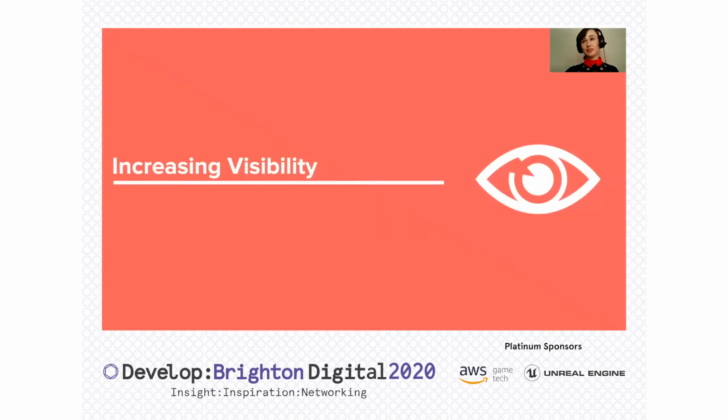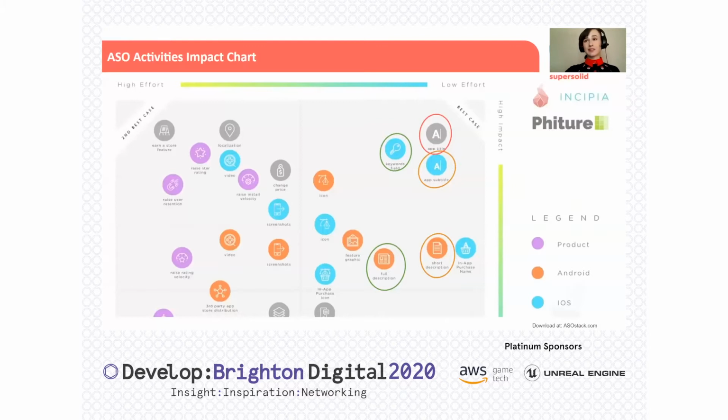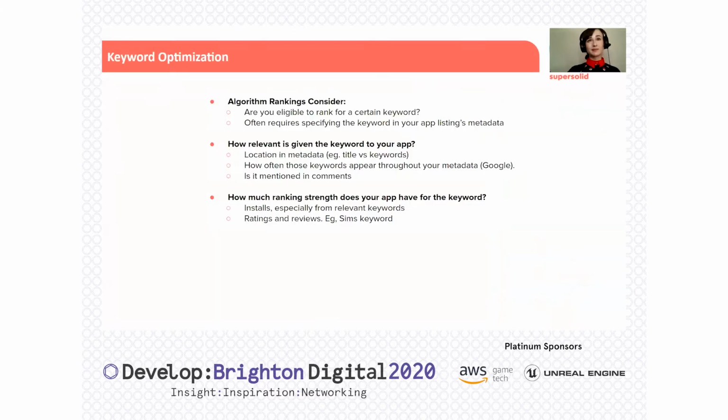So, starting with increasing visibility. Back to the ASO Activities Impact Chart, I've circled the main things we're going to be focusing on when improving visibility, split into iOS and Android here.